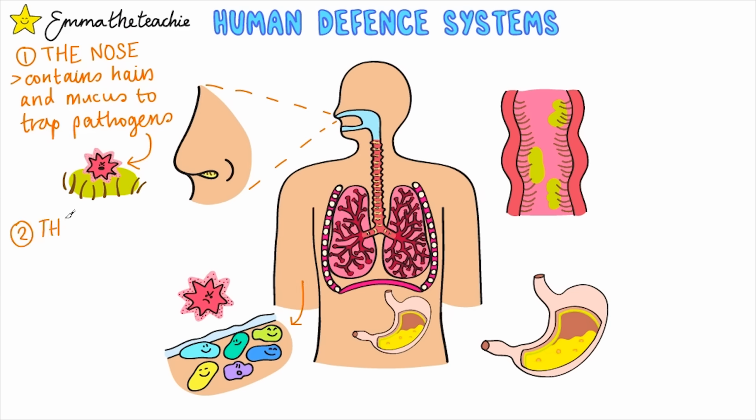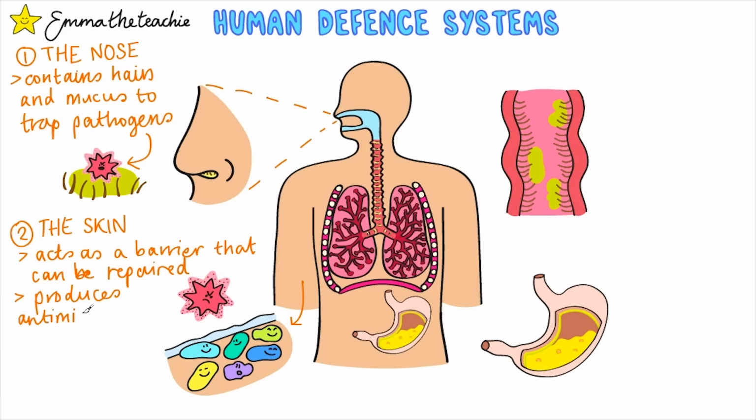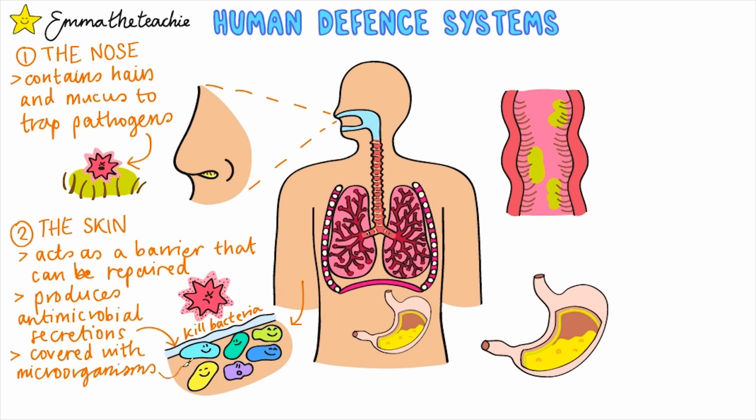Then we've got the skin. You're probably aware that the skin acts as a barrier, preventing pathogens from entering the body. If it gets cut, the body repairs it by forming a scab and new skin. But the skin does more than just this. It also produces antimicrobial secretions that can destroy some bacteria. Healthy skin is also covered with a layer of microorganisms that act as an extra barrier to the entry of pathogens.